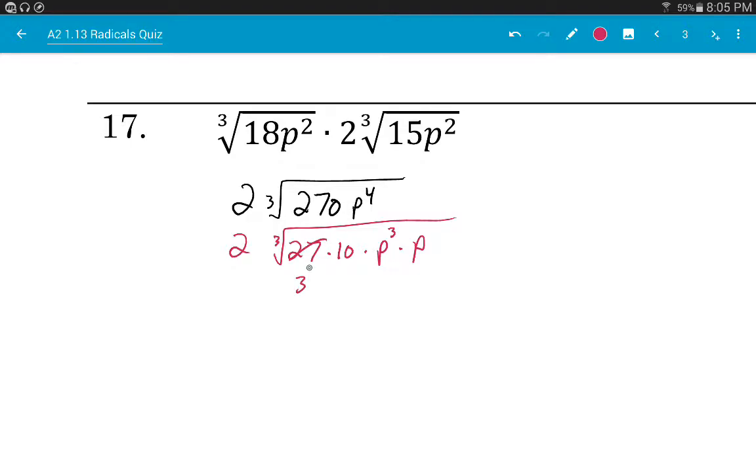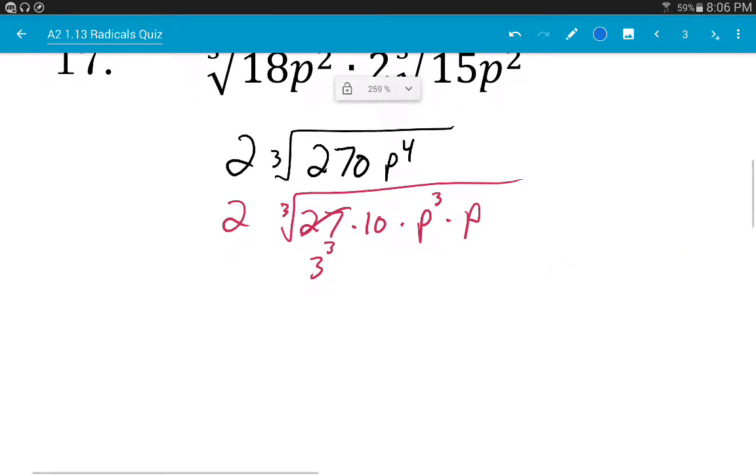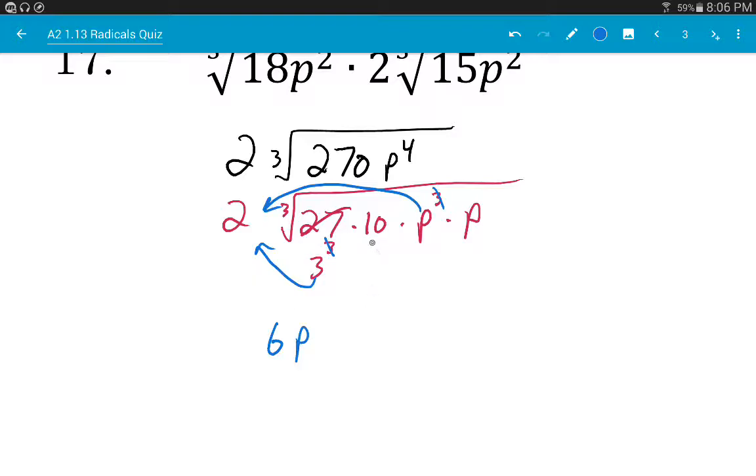27 is equal to 3 cubed. That's why we chose it, because it's one of the cubes. And now this 3 and this 3 can get crossed out to allow the 3 and the p to come out. 3 times 2 is 6. This p was able to come out, and the 10 and the p are stuck. So stuck underneath the cube root is a 10p.